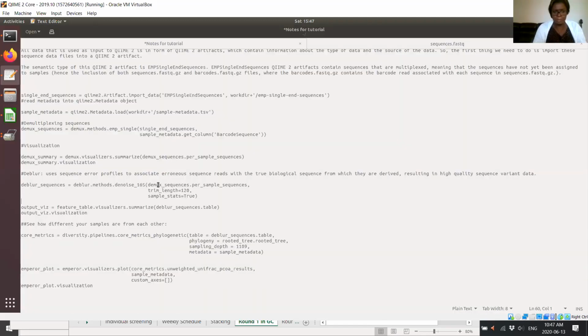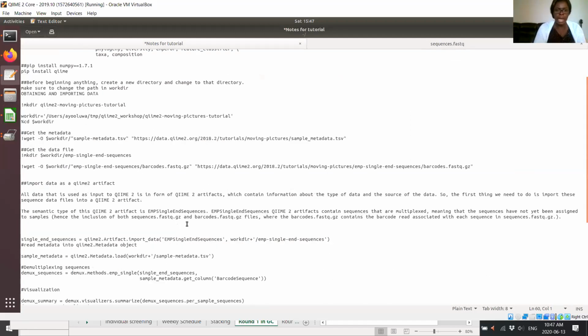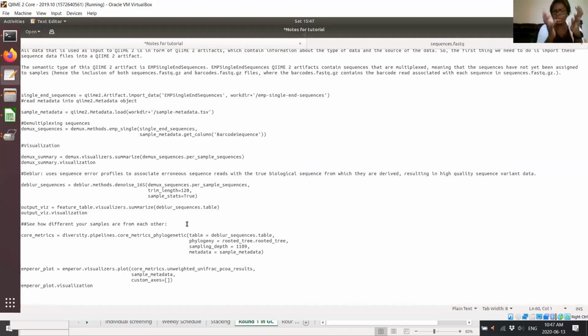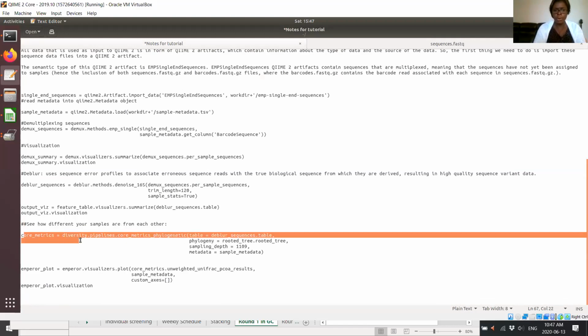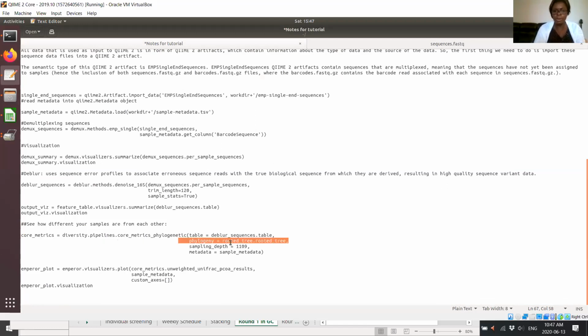Again, on QIIME's website, they tell you all the tools you need. So there's this thing called Emperor, which I loaded already, and it helps you to visualize your data in a very nice 3D perspective. That's one of the reasons why I keep going back to QIIME. It has everything already pre-installed. All the plugins you need are already in there. So we want to see how different our samples are from each other. We do our core metrics, where you use your diversity pipelines. You use a phylogenetic rooted tree. Biologists will be familiar with all of these.